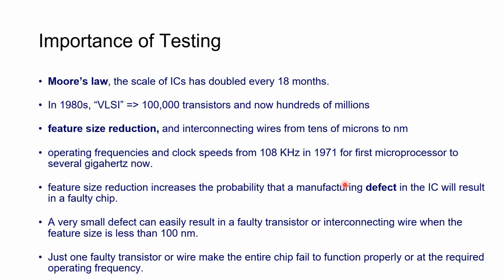Just one faulty transistor wire can make the entire chip fail. Like one tiny drop of salt falling in a vessel of milk spoils the milk, right? One faulty transistor wire can make the entire chip fail at the required operating speed, or some issue will happen there. We can always work around that. We'll see that later.